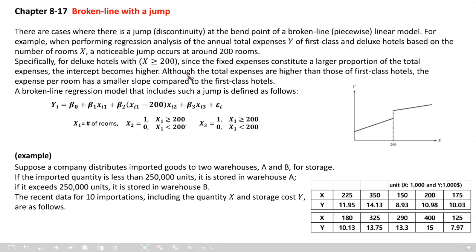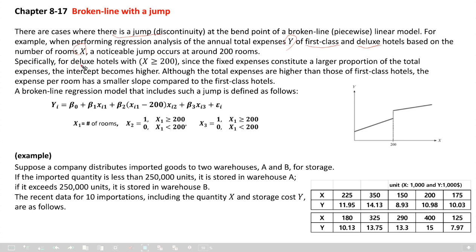Okay, broken line with the jump. They are cases where there is a jump, a discontinuity at the bend point of a broken line linear model. For example, when performing regression analysis of the annual total expenses Y of first-class and deluxe hotels based on the number of rooms X, a noticeable jump occurs at around 200 rooms.